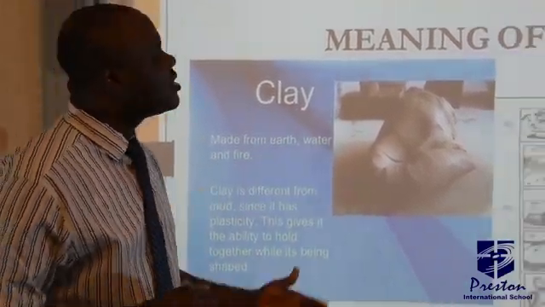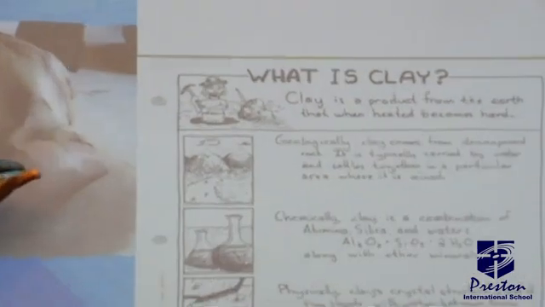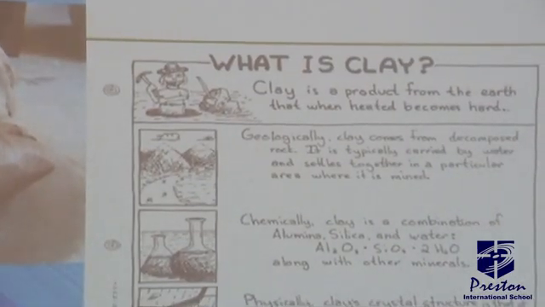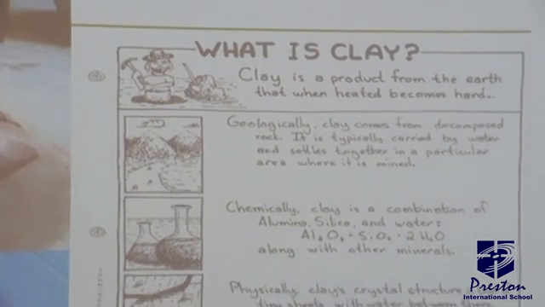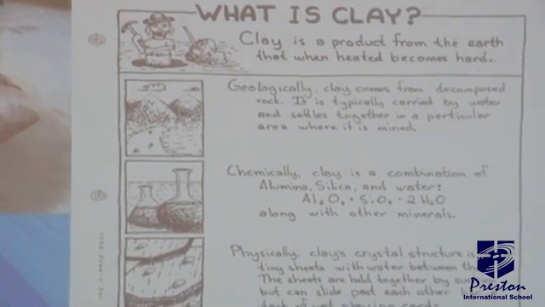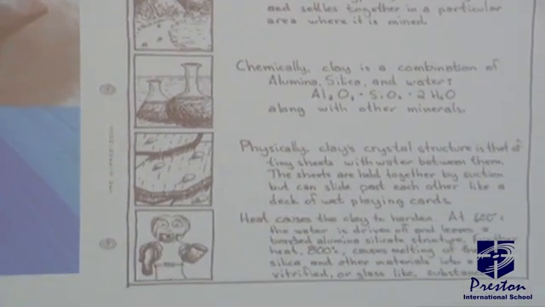So as you can see here, what is clay? Clay is produced from the earth; when it's heated, it becomes very hard, but when it is still in raw form, it is very, very wet. We'll be talking about this later: the chemicals in clay, physical clay structures, and the rest like that.